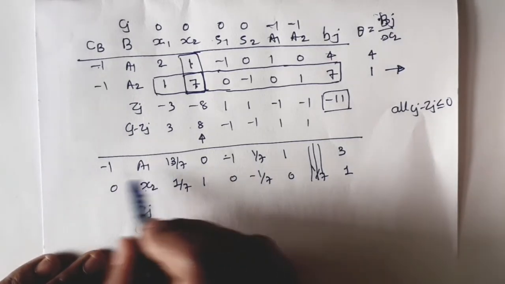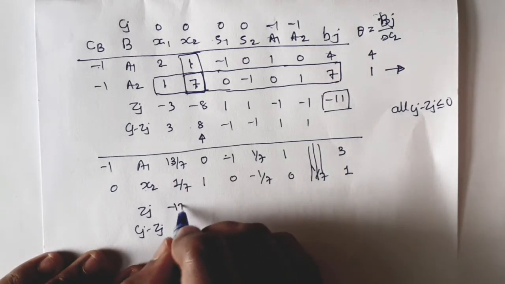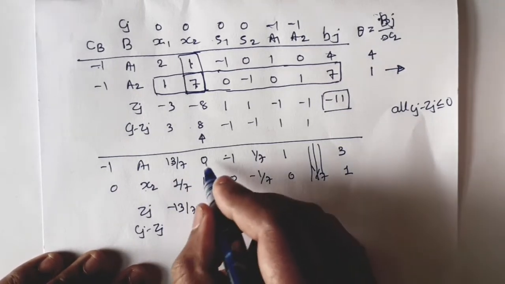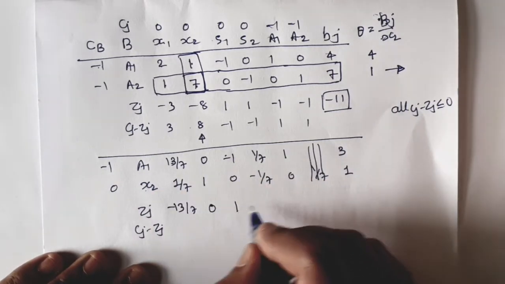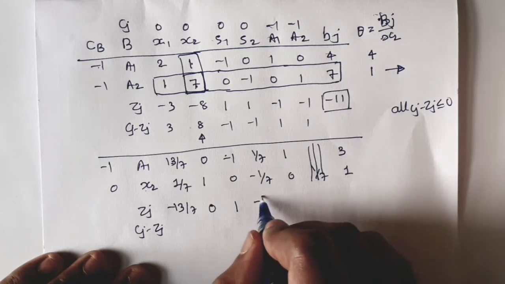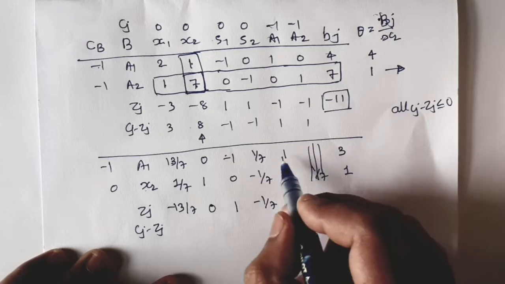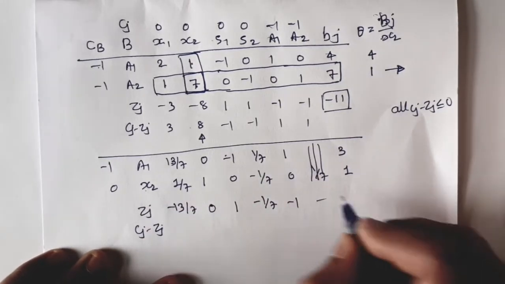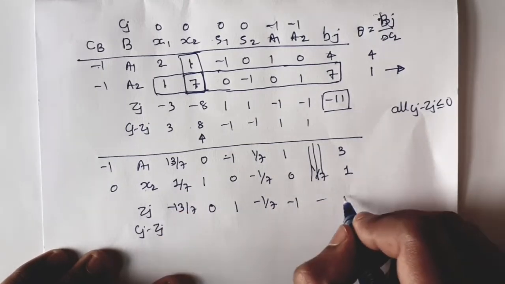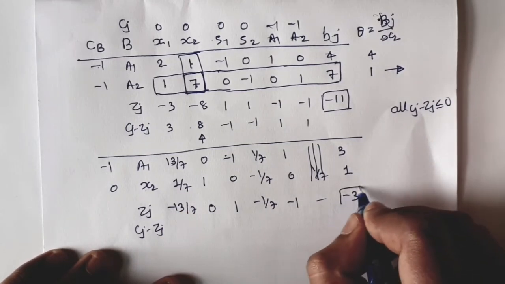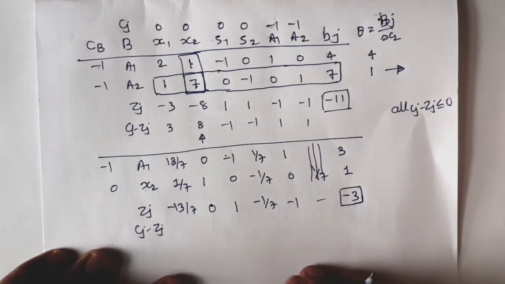For zj it is 13 by 7 minus 1, so it is minus 13 by 7. And here 0 into 0, and here it will be 0, here plus 1, here minus 1 by 7, here it will be 1 minus 1, so it will be minus 1, no need to write anything here, 3 minus 1, minus 3 and 0. So our objective function value is increased up to minus 3 from minus 11.